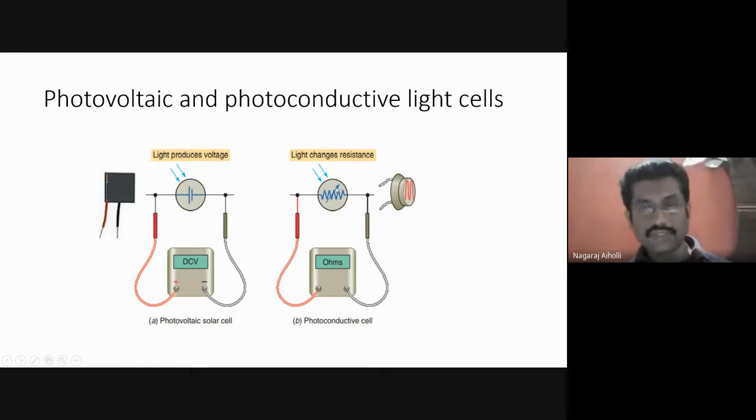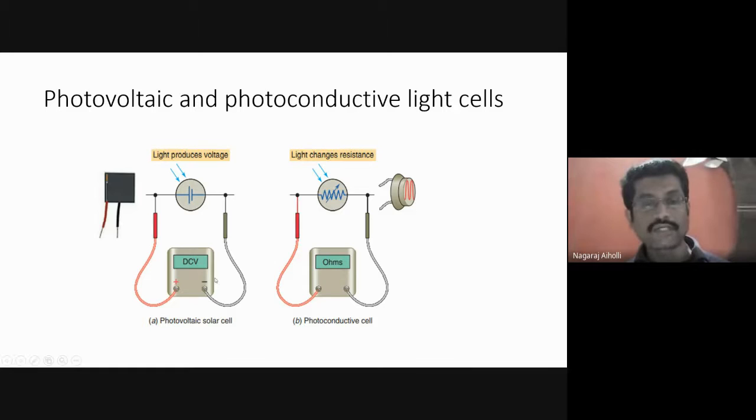When light falls on this photoconductive cell, there is a change in its resistance, and because of this change in resistance, we are able to find out how much the change is on this meter. If there is a change by 5 ohms, then we can see that the initial value of resistance was this much, and now the final value of the resistance is this much, right? We are able to identify the change in resistance with the help of this digital multimeter. Okay, this is how the first figure is for photovoltaic and the second one for the photoconductive light cells or the light sensors.